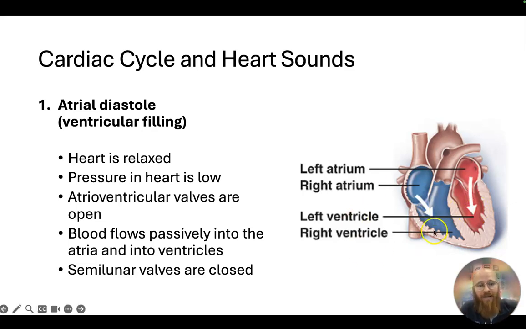Okay, so on the right side, we've got that deoxygenated blood flowing passively into the atria and into the ventricles. Oxygenated blood coming from the lungs is doing the same. Okay, and at this point, so that we don't have an ongoing transmission of that blood supply up through either the pulmonary arteries or aorta, we have our semilunar valves closed. Okay, so it's passively entering the ventricles and staying there because of this. Okay, so that is atrial diastole. That's step 1.